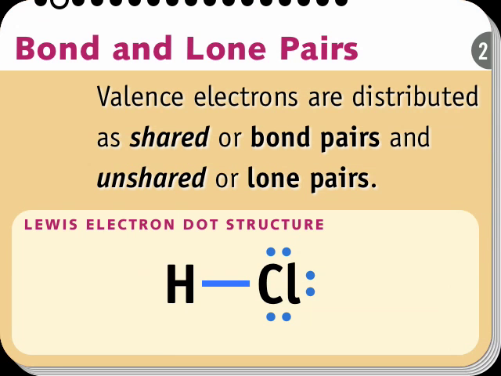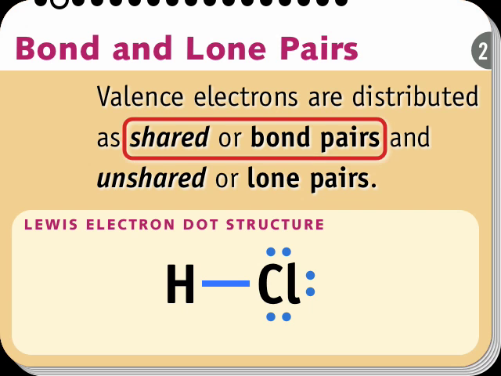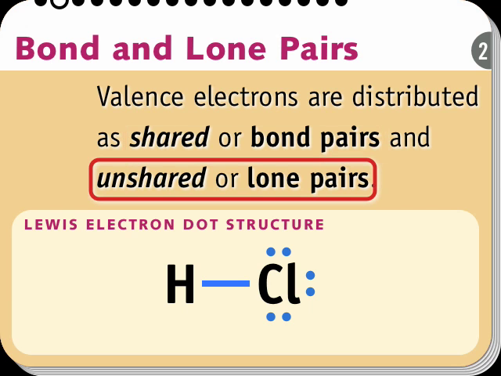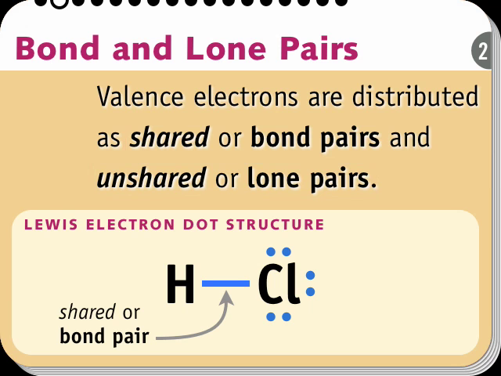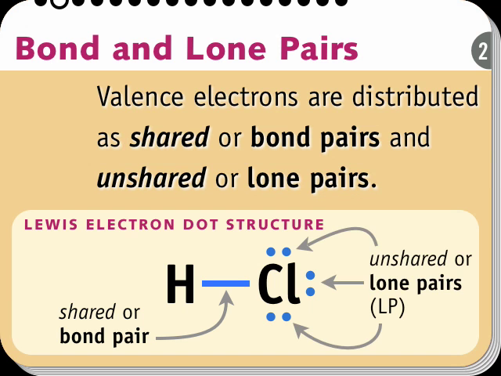Let's begin by defining a few terms. The valence electrons brought by each constituent atom in the molecule or ion are distributed as bond pairs or lone pairs. Bond pairs are shared between pairs of atoms. In contrast, lone pairs are localized on individual atoms. While not directly involved in bonding, lone pairs can nonetheless play a key role in determining molecular structure and reactivity.